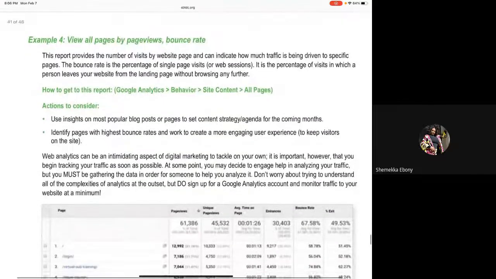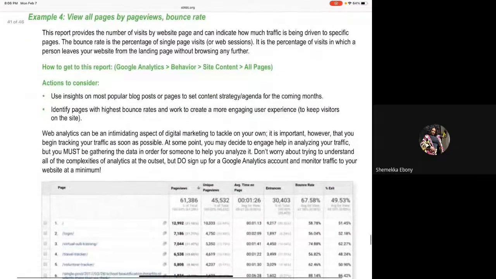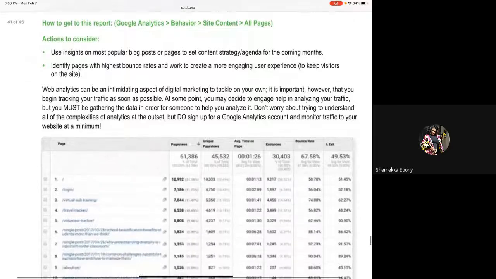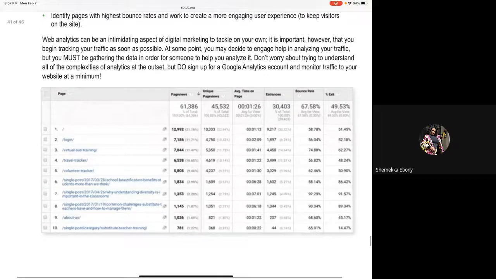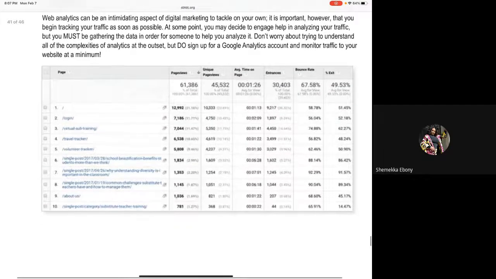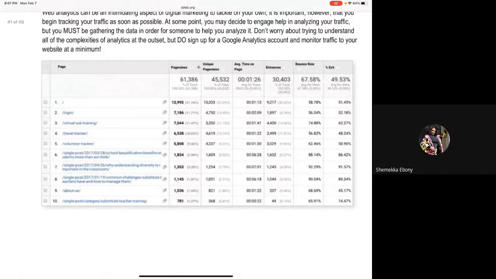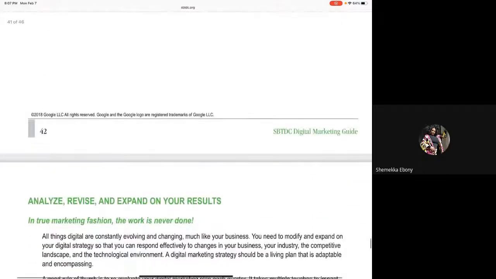And then the fourth example is by page views or bounce rate. So looking at your web page, once you register your website to Google, then these are some more details that you'll be able to identify. Which web page are they staying on the longest? Which web page goes to the sales cart the fastest? So being able to look at those details are based on you registering your business.